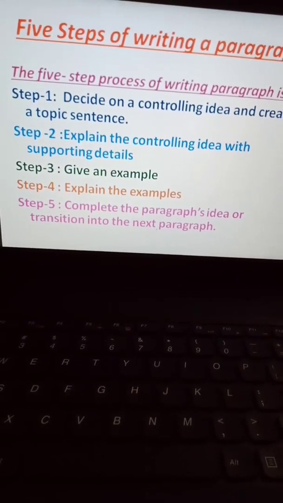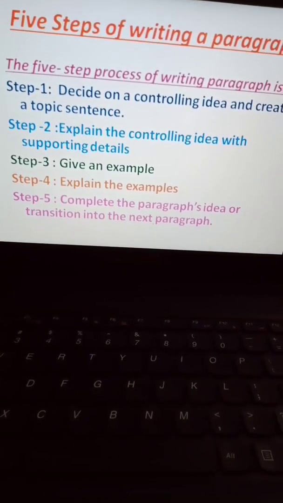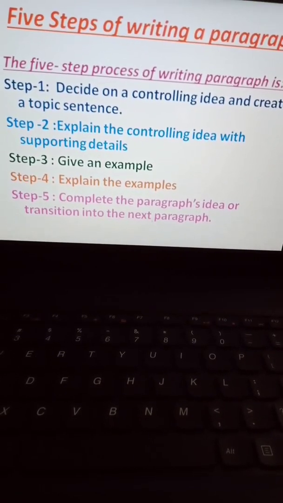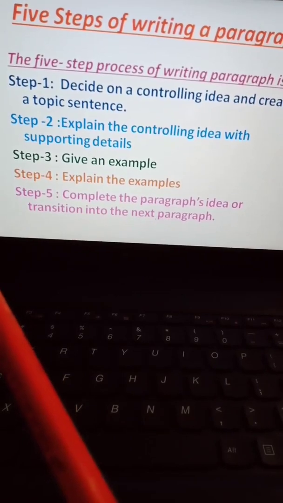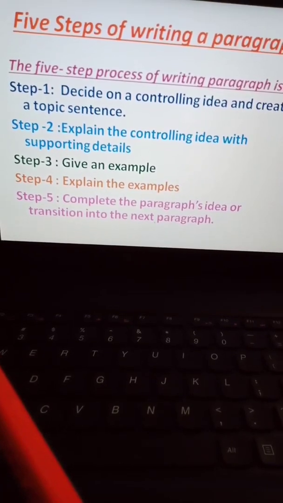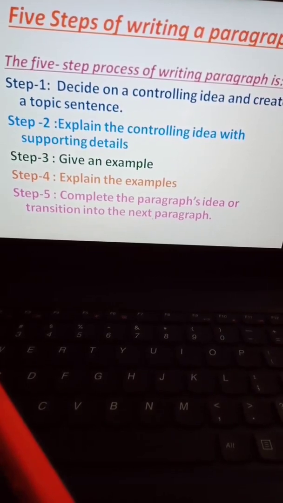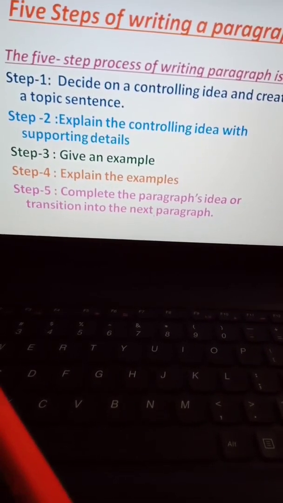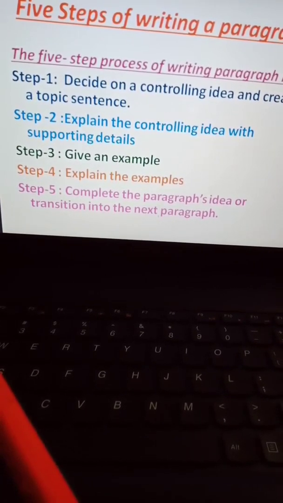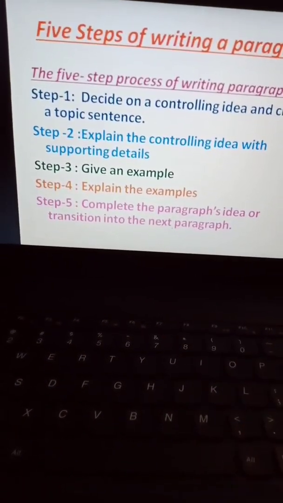Number 2 is explaining the controlling idea with supporting details. So controlling idea is very important, the main idea. So you have to explain the main idea, that means the controlling idea, with the help of supporting details. Step 3 is you should give an example, logical example. And step 4, you should explain the examples logically to support the topic. Okay, step 5 is complete the paragraph's idea or transition into the next paragraph. So these are the 5 steps that you should follow.